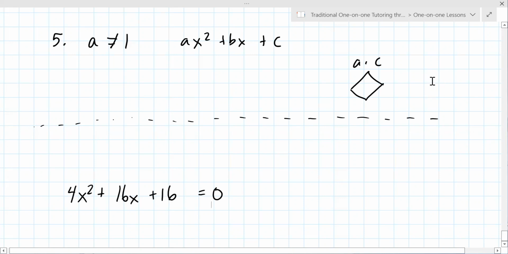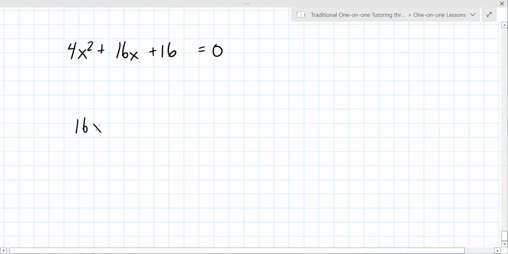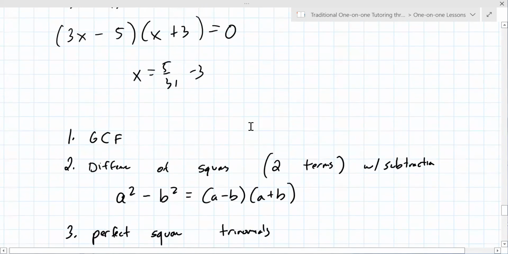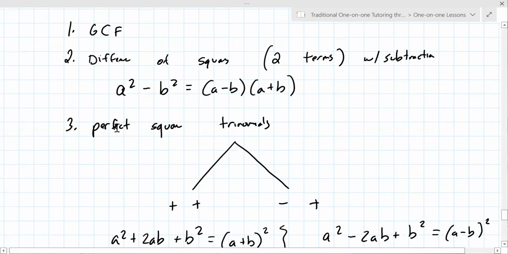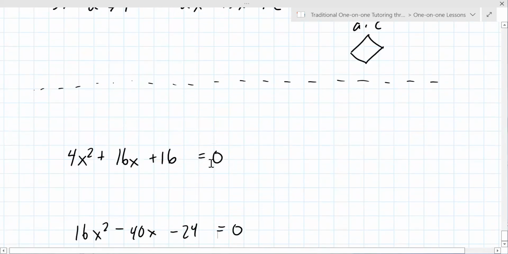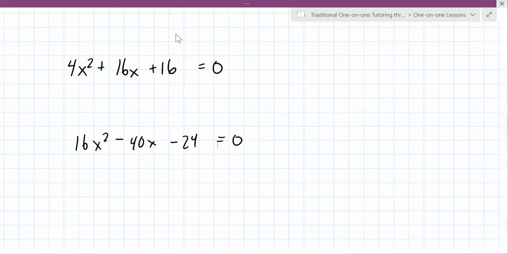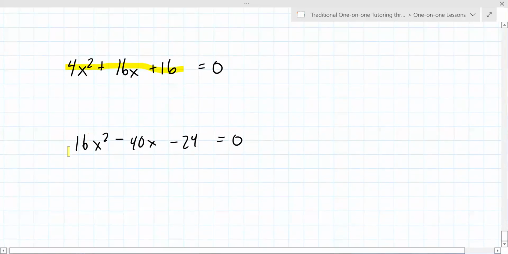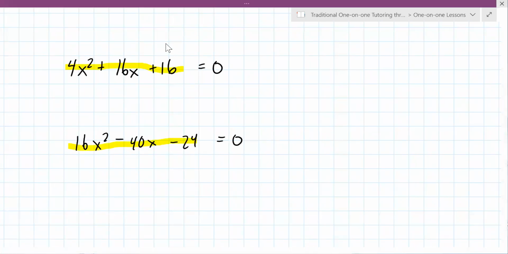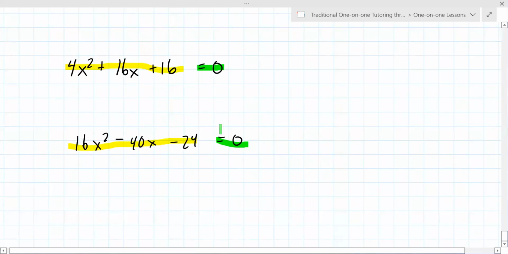Okay. How about this one? 16x squared minus 40x minus 24. Does the equal to zero have to do anything with the perfect square trinomial? Like, they can all be equal to zero. It doesn't really matter whether it's equal to zero or not. So in terms of your factoring, good question, because I didn't say that explicitly. The factoring just refers to the left side. Anything on the right side of the equal sign doesn't really matter in determining what kind it is.